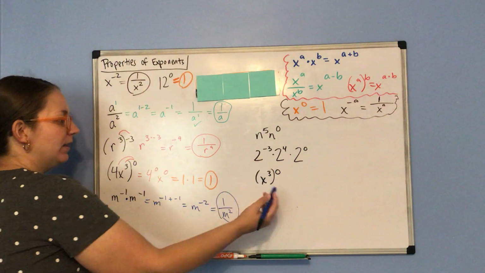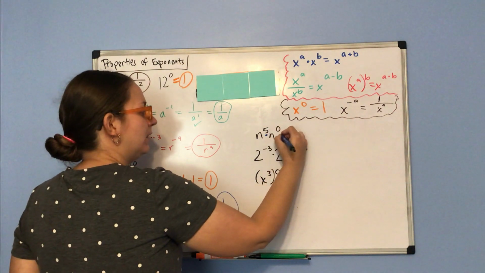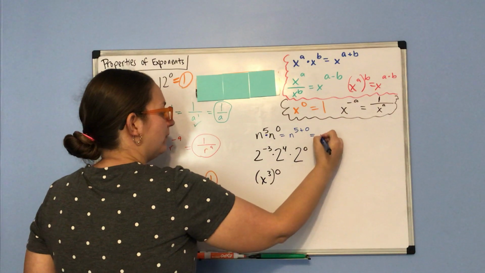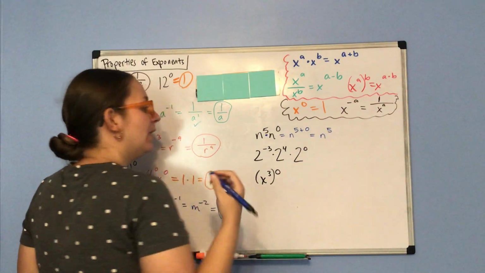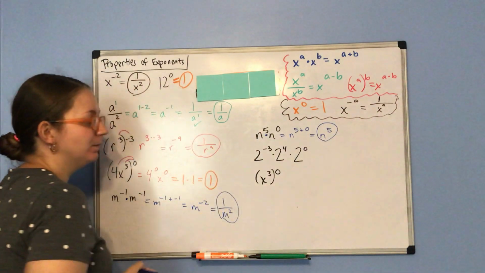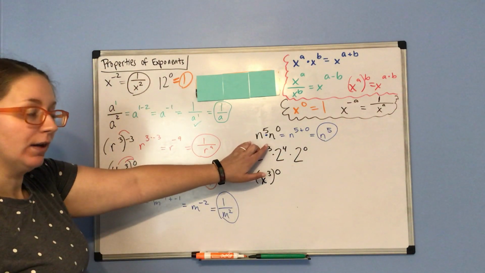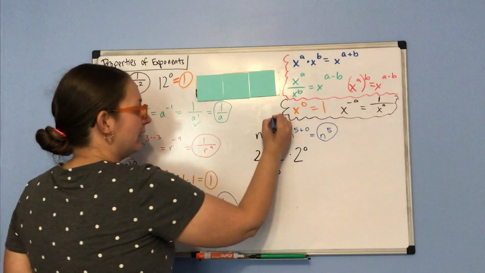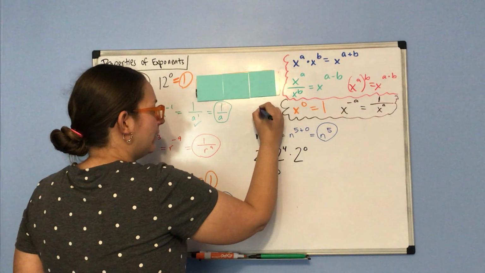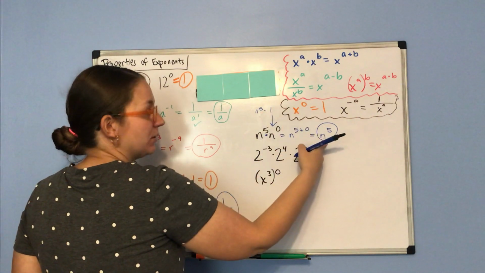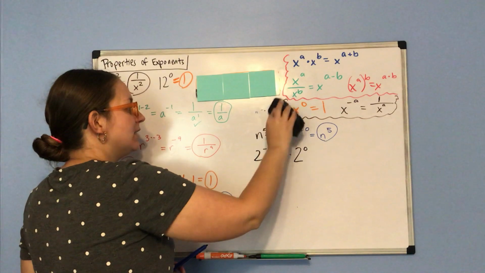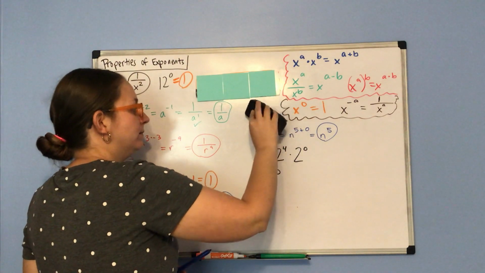More of the same, n to the 5th times n to the 0. I'm going to add my exponents together. And 5 plus 0 is just 5. I ended up with a positive exponent answer there, so I don't need to do anything else. Another way you could have thought of the same problem is you might have recognized, hey, n to the 0 is just 1, so I have n to the 5 times 1, which is also just n to the 5. That would work too. Whatever makes sense for your brain is fine with me.